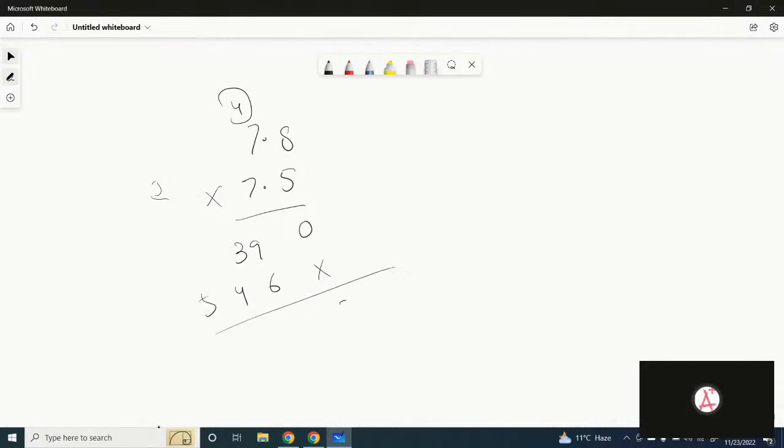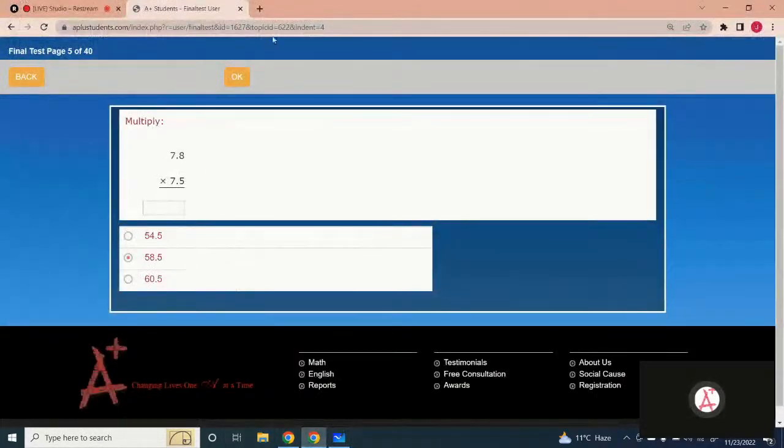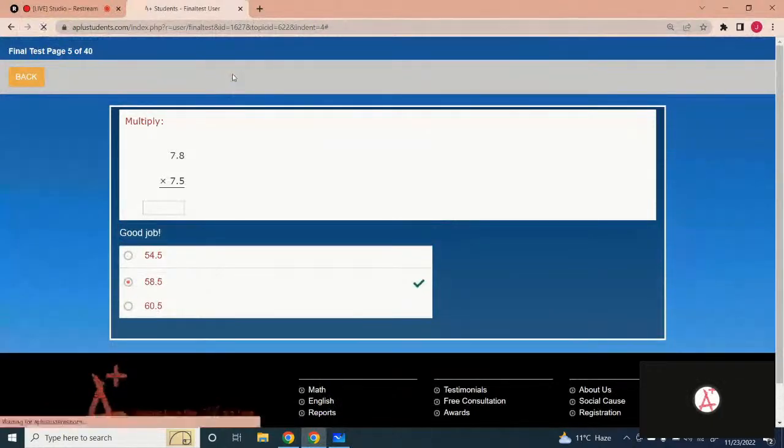Okay, just add them. 0, 9 and 6, 15. 5, 1 carry. So 4, 3 and 4 makes 7 and 1, 8. So it would be 585, and yes, it would be 58.50. Got it, everyone? It would be 58.5. Just select the correct option and click on the OK button.